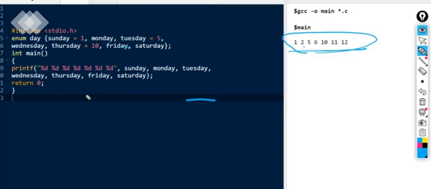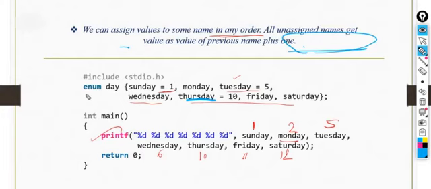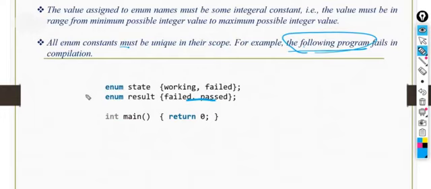Okay. So next what we have, next main thing about the enum is that the value assigned to the enumerated names must be some integral constant. The range should be from the minimum possible integer value to the maximum possible integer value, but you cannot assign any other data type. So the values of these names should be integers only.